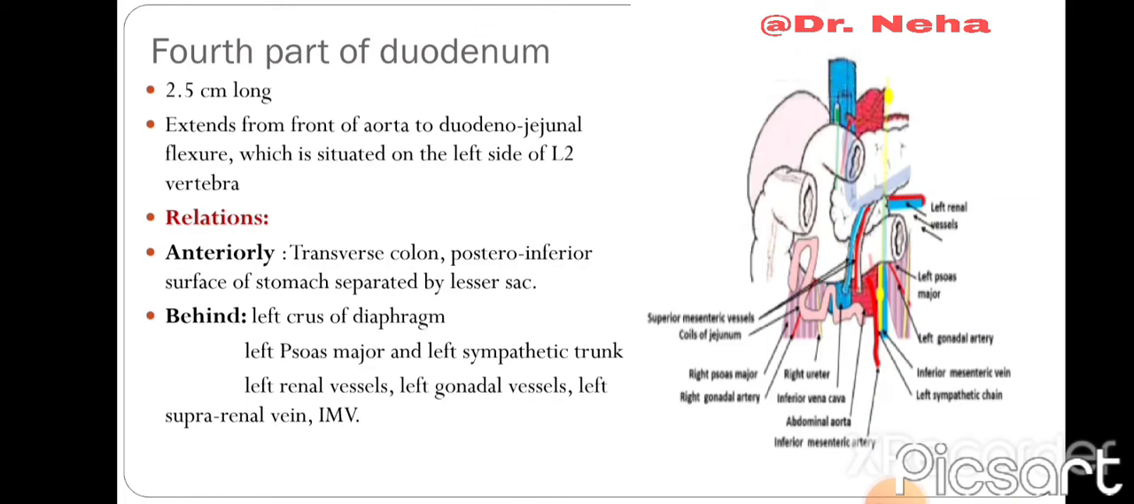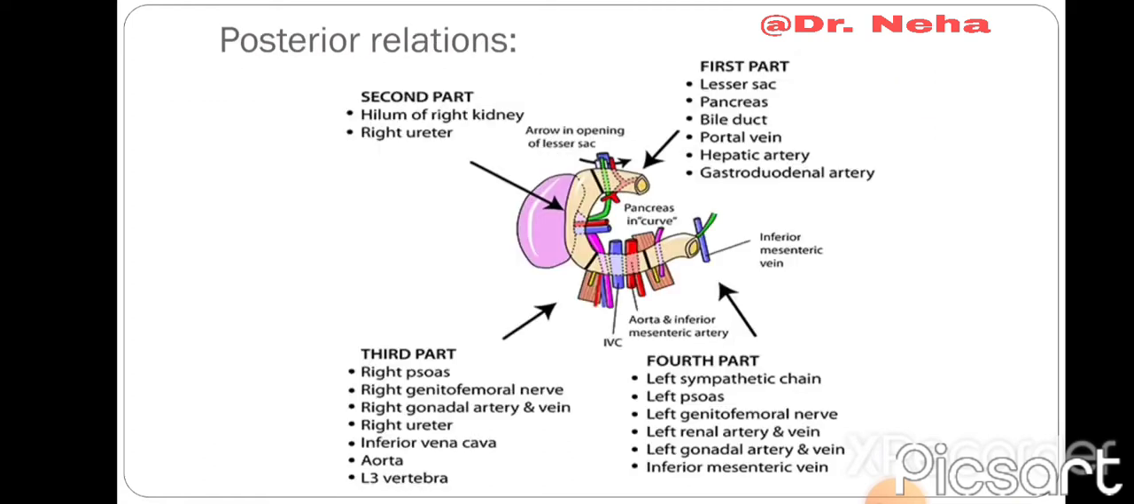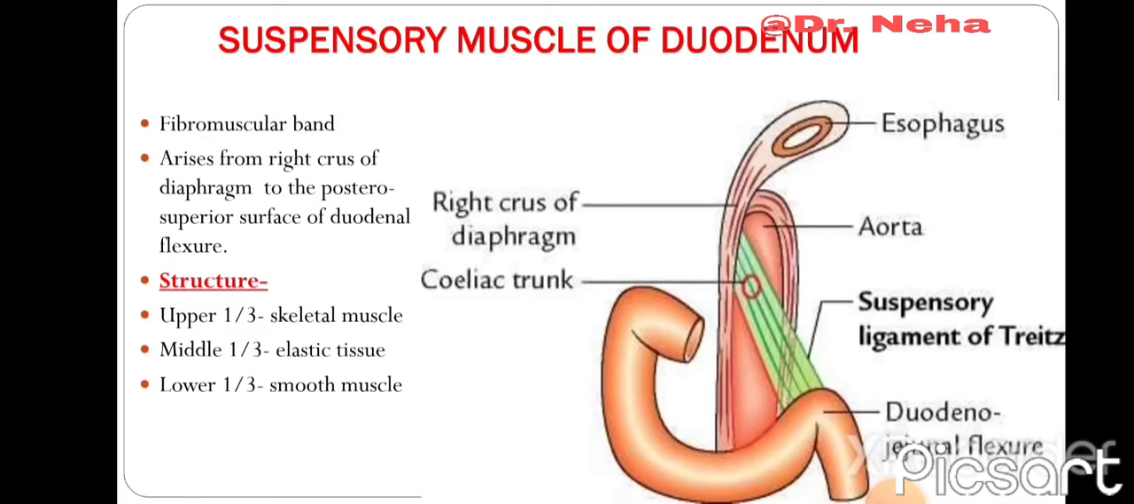lesser sac. Behind we have left crus of the diaphragm, left psoas major muscle, and left sympathetic trunk, left renal vessels, left gonadal vessels, left suprarenal vein, and inferior mesenteric vein. These are also seen in the posterior relations.